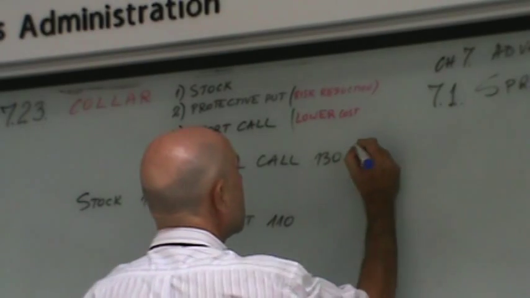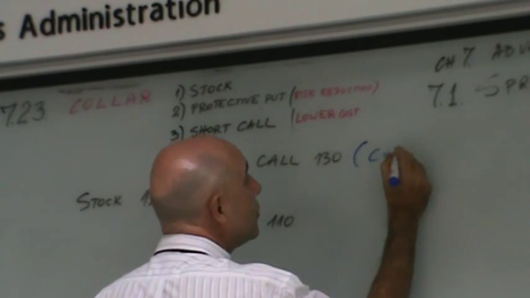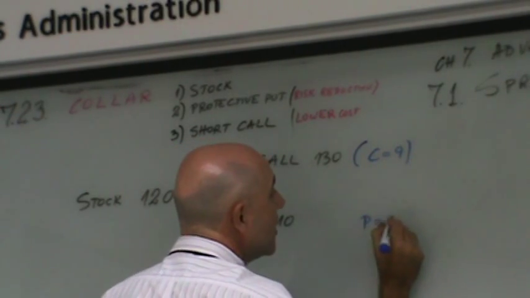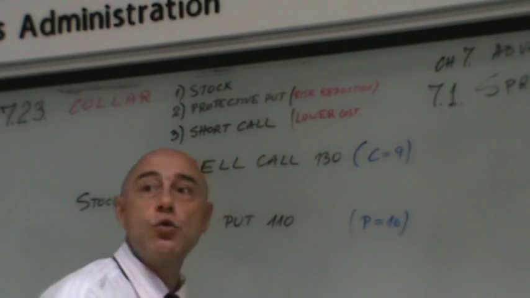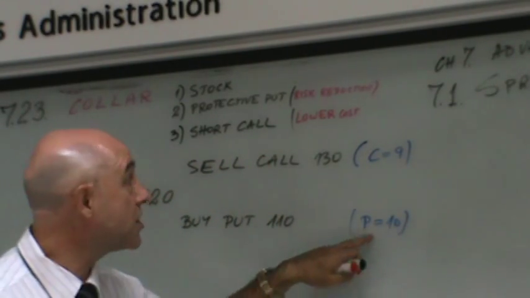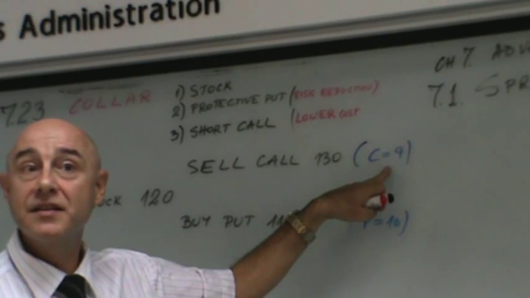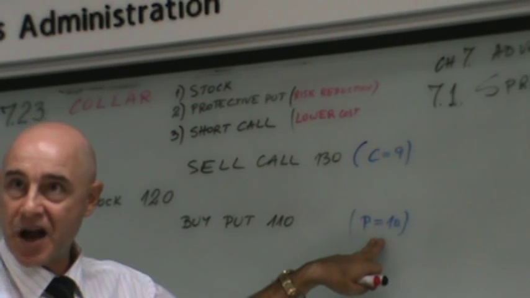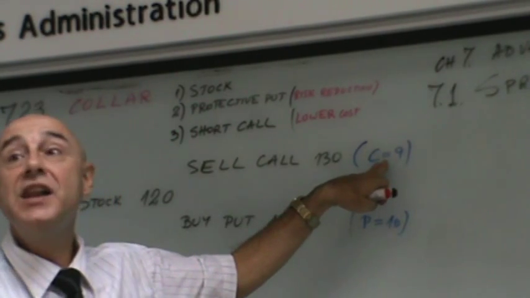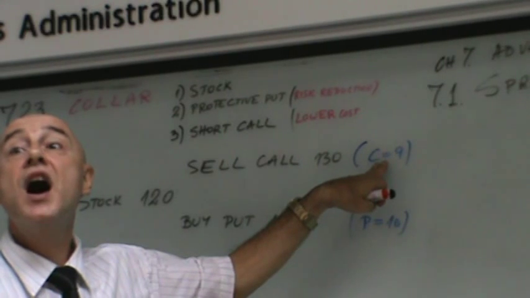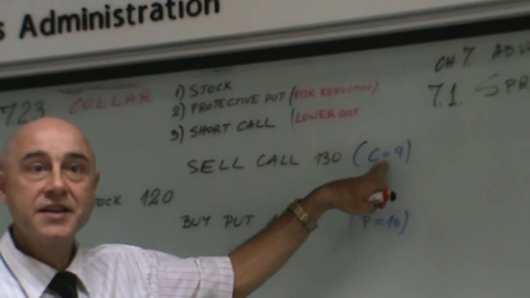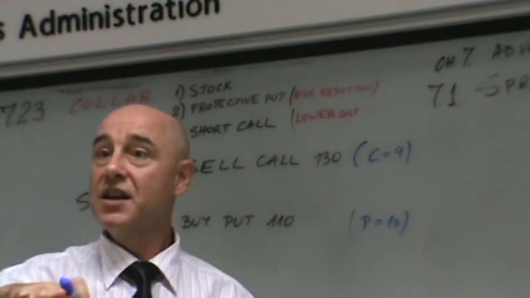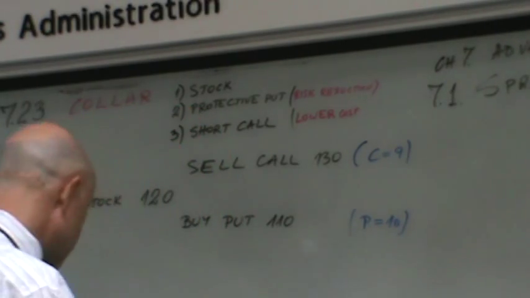So here call equals $9, you get $9, okay? In here put equals 10, you pay $10 but you get $9 back, okay? So this limits your loss on the downside and this limits your profit on the upside, okay? So that's what a collar looks like. So a collar will have limited loss. So let's try to draw the picture.